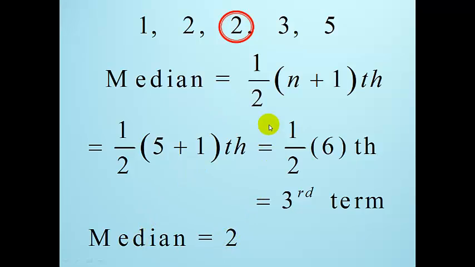Now let me go over this again so that you can understand it better. After arrangement in order of magnitude, we had 1, 2, 2, 3, 5. And when we counted the number of terms, we have 1, 2, 3, 4, 5. And 5 is an odd number. So if n equals 5, if n is an odd number, then this is how we find the median. Median is half the n plus 1 item, and n has given us 5. So by substitution, we have half of 5 plus 1. And 5 plus 1 equals 6. So half of 6 equals 3. That is the third item. And when we count 1, 2, 3, the third item is 2. That means that the median is equal to 2.